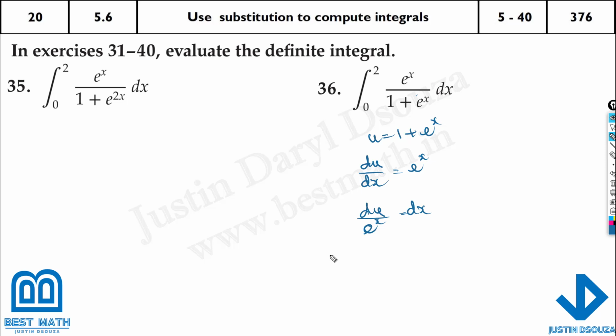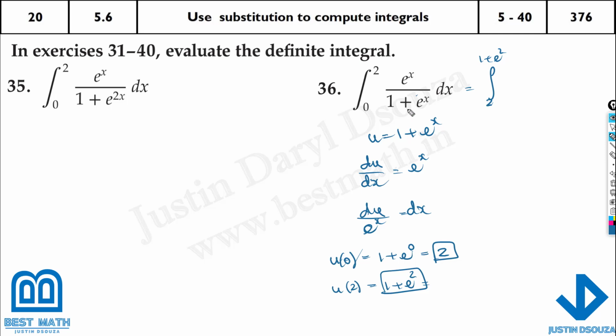Now don't forget the limits. It changes. What happens over here? U of 0, use the first initial assumption of u. That is 1 plus e to the power 0. And u of 2 is 1 plus e to the power 2. Now for here, rather than substituting and solving, I'll just leave it like this. But what about the first one? E to the power 0 is 1, 1 plus 1 is 2. So the new limits formed are 2 to 1 plus e squared.